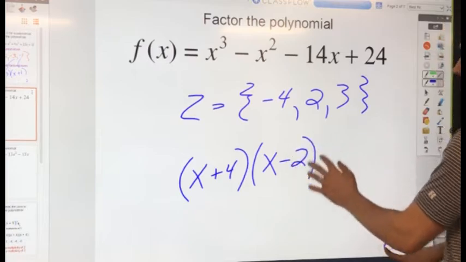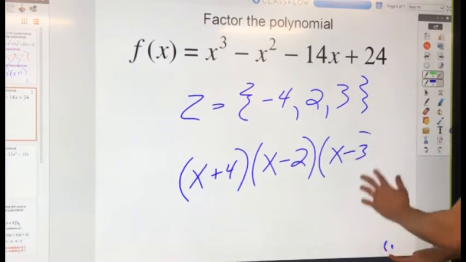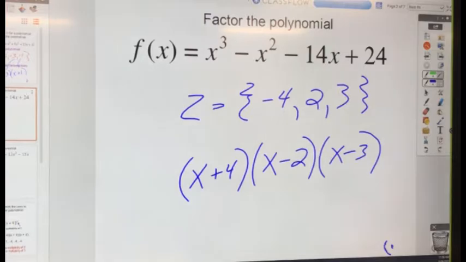X minus 2. And the factored form of 3. Look how quickly we factored that cubic. X plus 4 times x minus 2 times x minus 3.